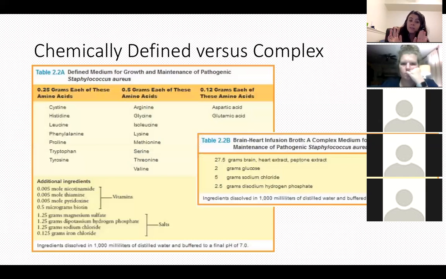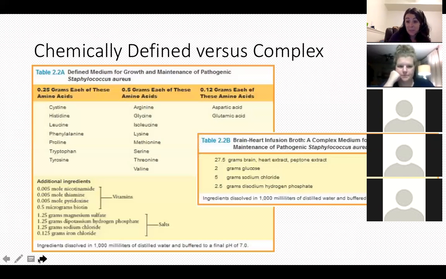When you use defined media versus the complex media really just depends on your purpose and your experiment. There are some experiments where you might not need to know that level of detail or be worried about it, and you just need to grow it in your lab. And so the complex media, most of what you'll do if you were to take a lab class or work in a hospital or something like that, most of what you do would involve complex media. Even though you don't know the level of detail that you do for chemically defined, you know enough and it's fine.